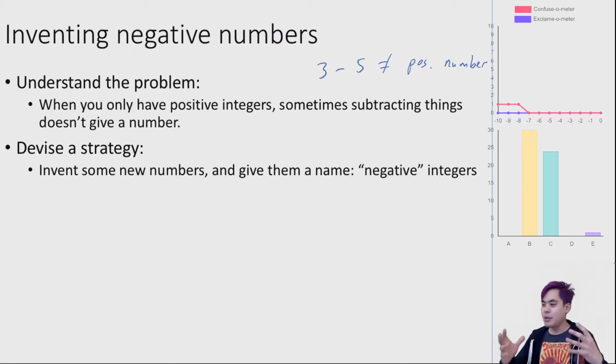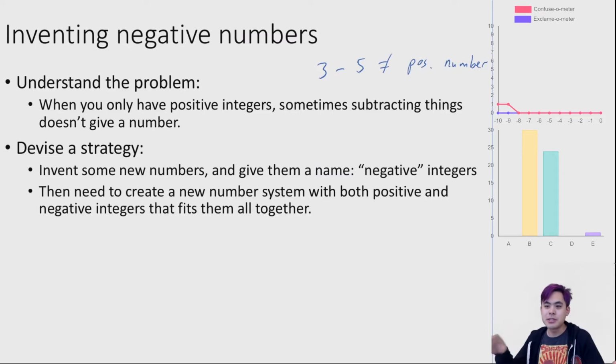But that's not the only thing we had to do. So we had to do several other steps as well. We also had to create a new number system with both the positive and negative integers, and then see how they all fit together. This is why we created the number line with positives and negatives.